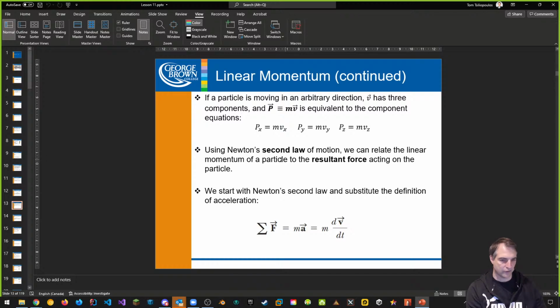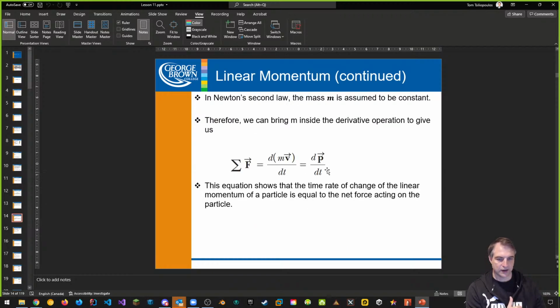Using Newton's second law of motion, we can relate the linear momentum of a particle to the resultant force. The sum of all forces is equal to mass times acceleration, where acceleration is the change in velocity over time. When we look at that, we can rearrange everything to say the sum of all forces is equal to the change of momentum over time, how much momentum in a particular direction is changing over time.